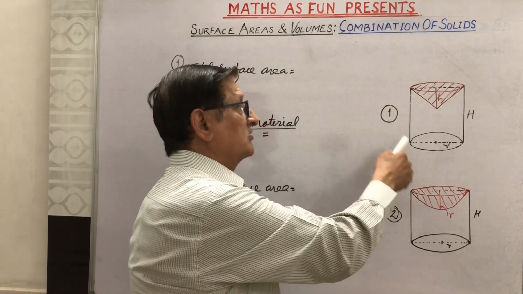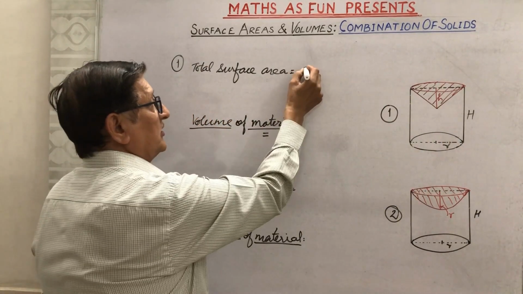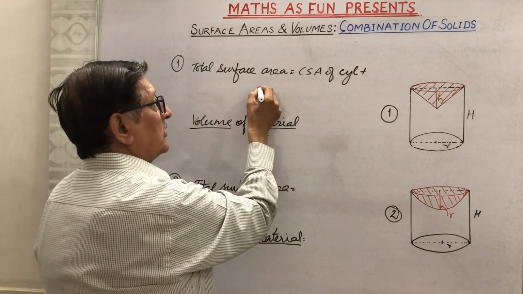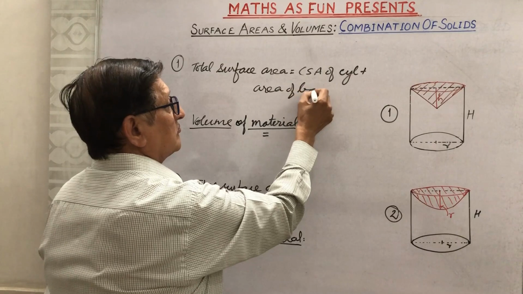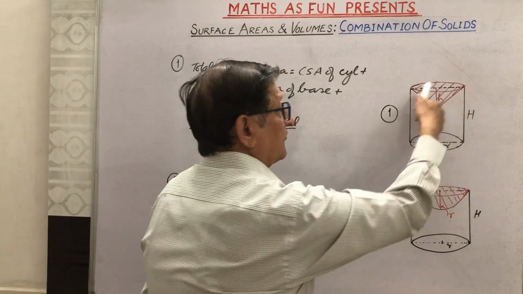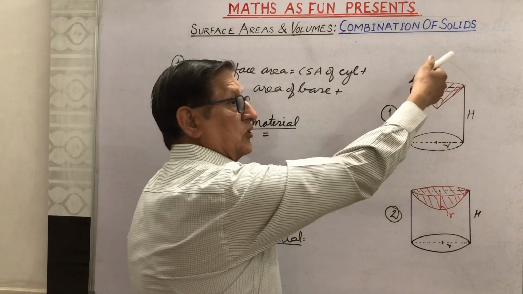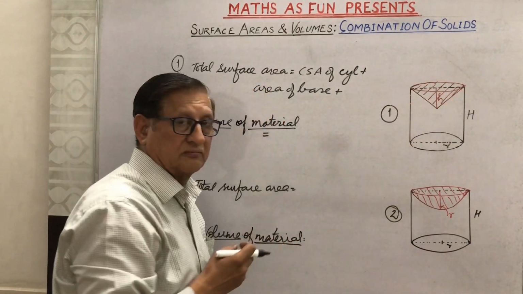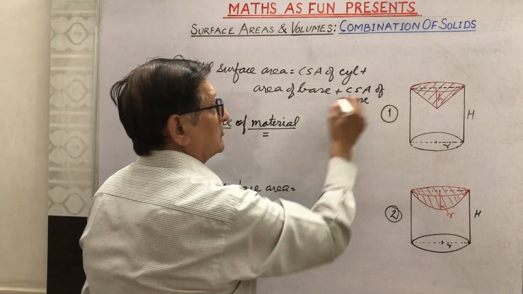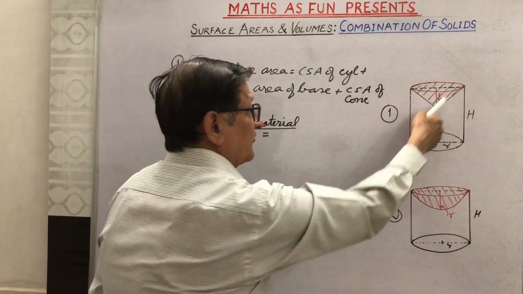To find out the total surface area in this case, we will find out the curved surface area of cylinder plus area of base plus the curved surface area of the cone. Why? Because inside it, of course, it has been scooped out, but even then it becomes a surface. So this will be plus curved surface area of cone. That we have to remember. Even if it is scooped out, this is a surface. This is forming a surface inside.